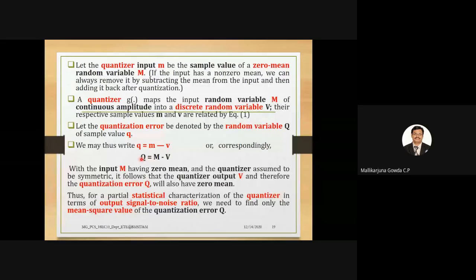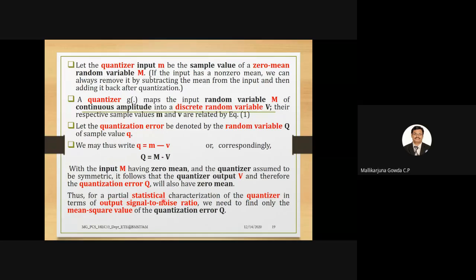Capital Q is the quantization error, M is the random variable for my input signal, and V is the random variable for my output of the quantizer. With input M having zero mean and the quantizer assumed to be symmetric, the quantizer output V and the quantization error Q will also have zero mean, because my input signal has zero mean.